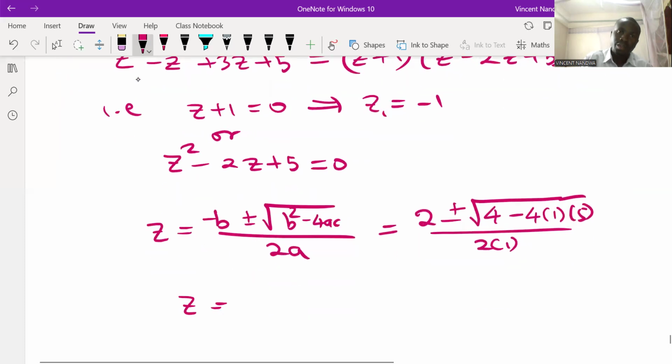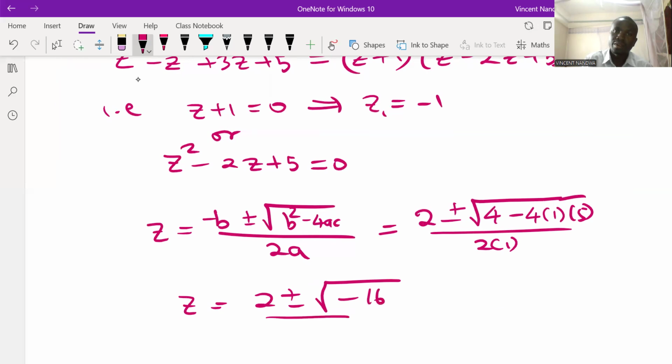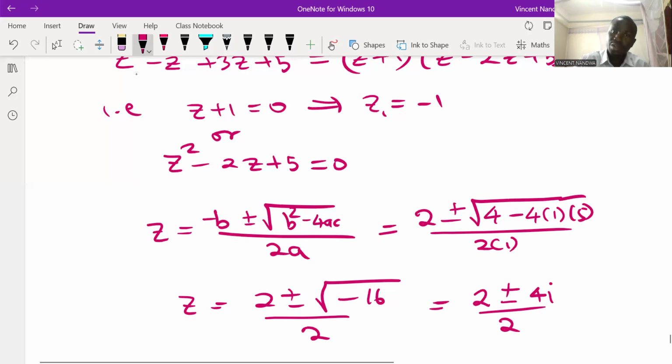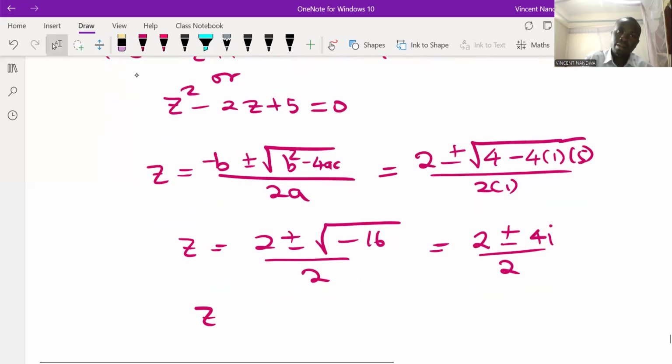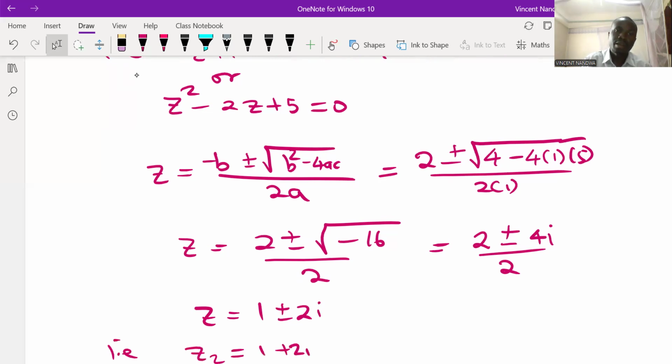So z will be 2 plus or minus square root of 4 minus 20, which is minus 16, divided by 2. So this is 2 plus or minus 4i divided by 2, which will give us z equals 1 plus or minus 2i. So we can say z2 is 1 plus 2i, and z3 is 1 minus 2i.